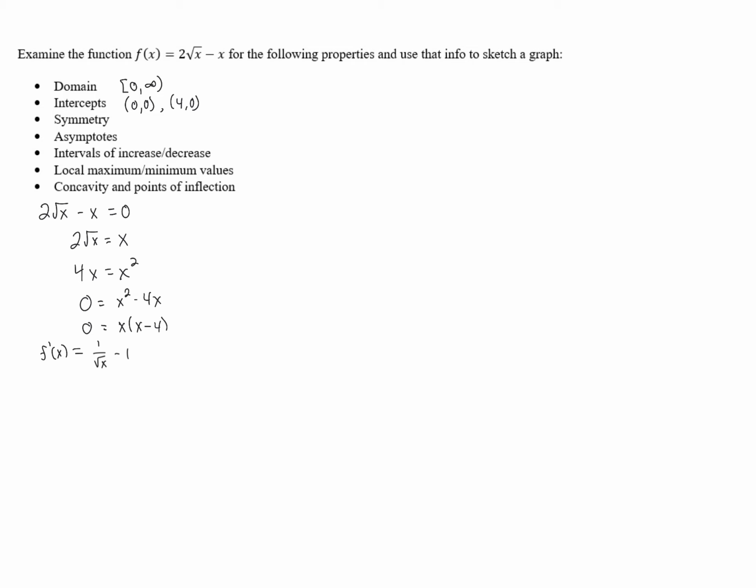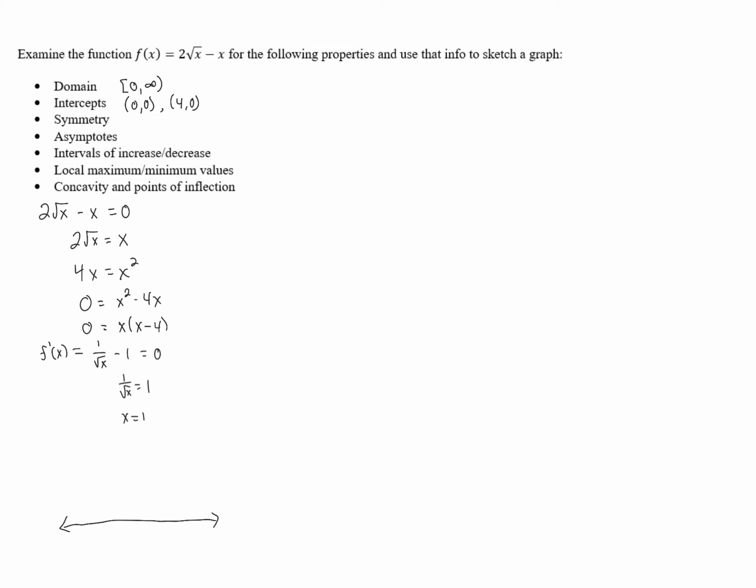If we want to know where this is undefined or where this equals 0, it is undefined when x equals 0, because we can't have a 0 in the denominator. So one of our critical numbers is 0. That's also an endpoint, so that is already a curious point. And then also, we want to know when this equals 0. Well, this equals 0 when 1 over root x equals 1, and that's going to happen when x equals 1. We can see very clearly we would need x to be 1 for that equation to be true. So our critical numbers are going to be at 0 and 1.